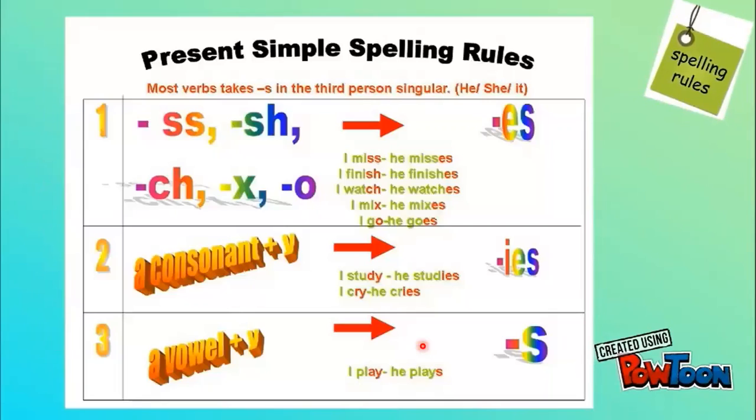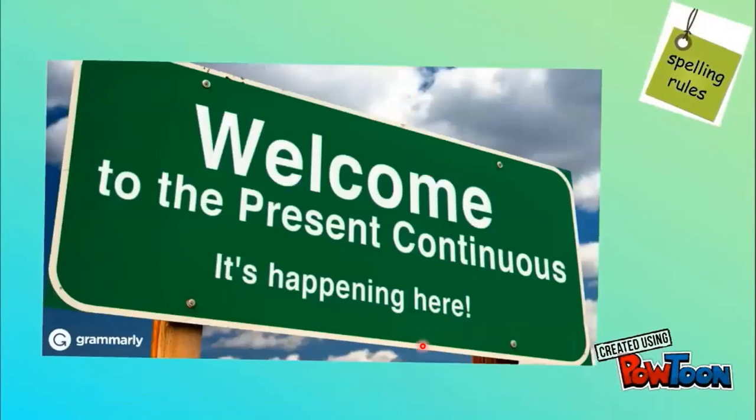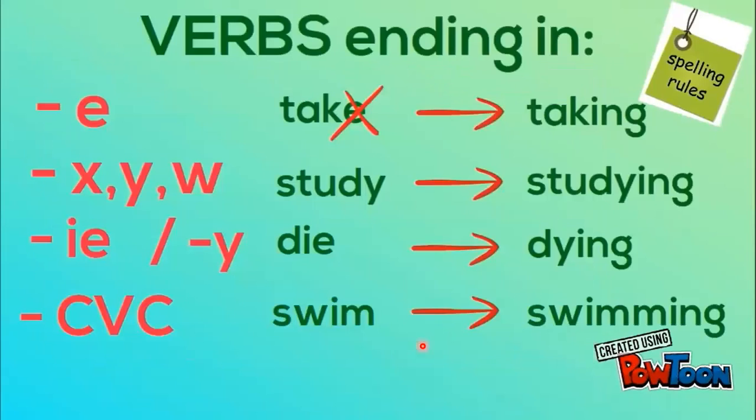Okay, so those were the ways we spell present simple verbs. Now, let's check how we do it with present continuous. So here we have, welcome to the present continuous. It's happening here, right now. Okay, so we have those verbs ending in E, like take. What do we do? We change this letter E and we add ing.